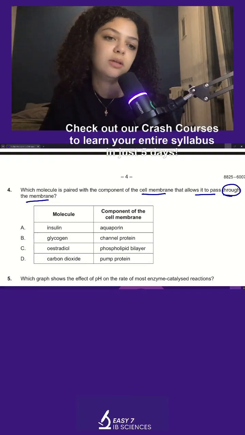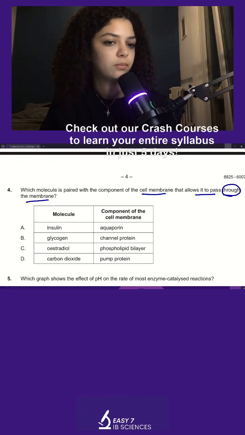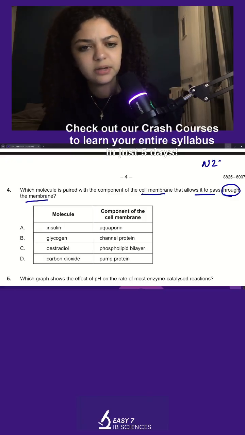Is this last year's past paper? This is November's past paper. Is my internet bad, guys? Let me know. I feel like I'm cutting off.